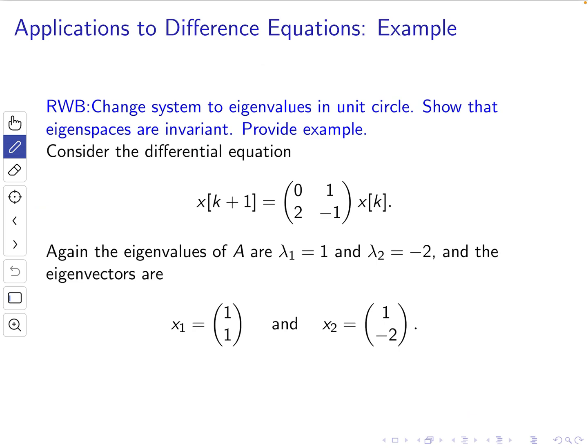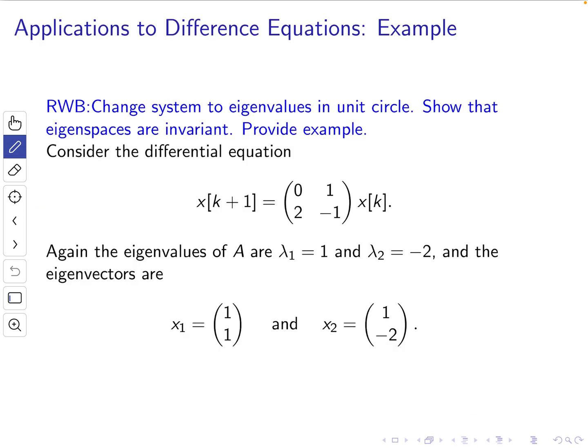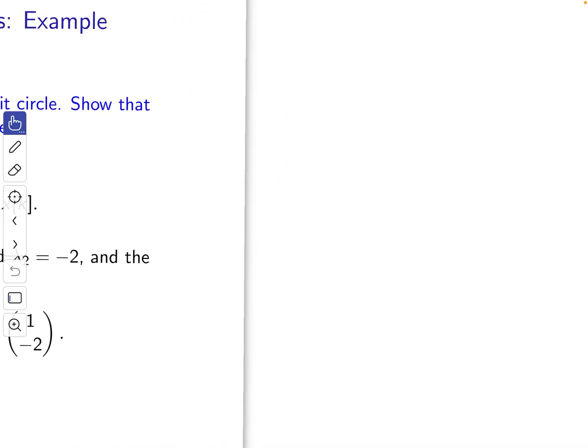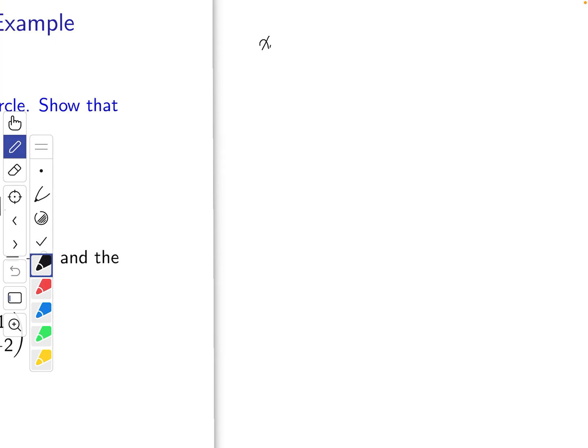We also have applications of eigenvectors to difference equations. Let me just move off here to the side. If I have a difference equation, for example, x_{k+1} = A x_k, then with some initial condition x_0, we can find the solution to this difference equation as follows.